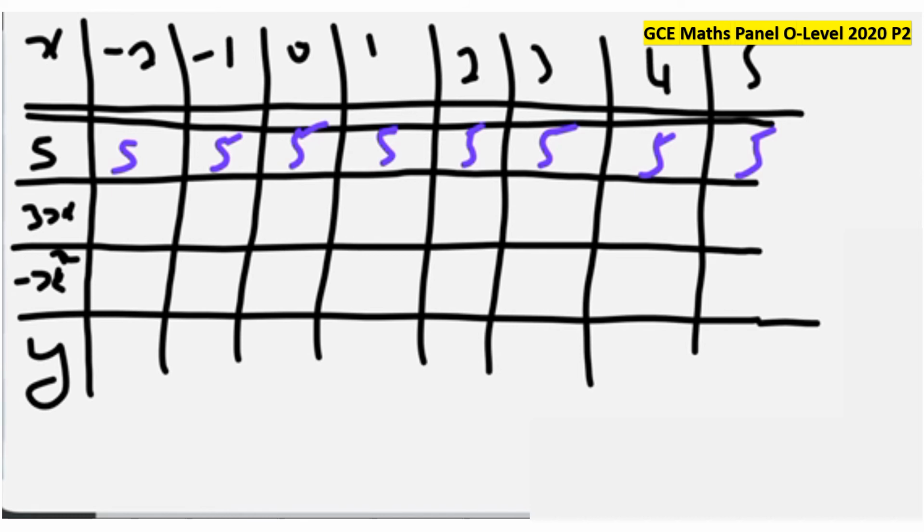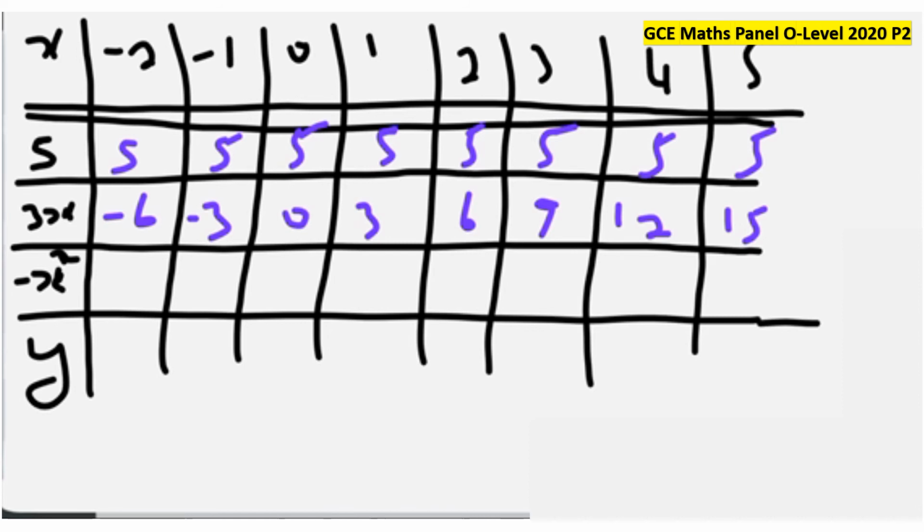Now the next thing is 3x. So each x value I have, I should multiply it by 3. So -2 times 3, -6, -1 times 3, -3, 0, 3, 6, 9, 12. And how many do you have here? 15, of course. Yeah, 15.